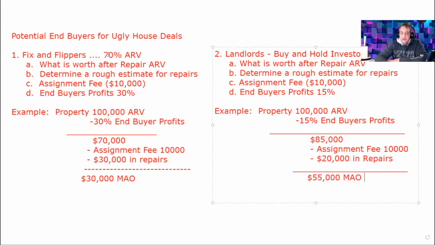And you can see here the 70% ARV versus the 85% ARV really changes things down here for your maximum allowable offer. So if you're a wholesaler thinking that your only end source of buyers is fix and flippers, you're selling yourself way short here. There are also landlords, buy and hold investors at 85% or 90% in some cases, which will allow you to make a more solid, strong, higher, and better offer to your homeowner and secure the deal.